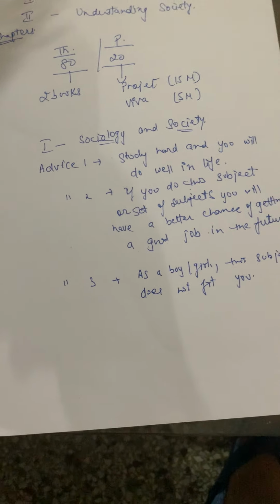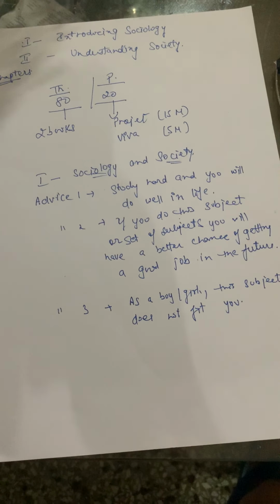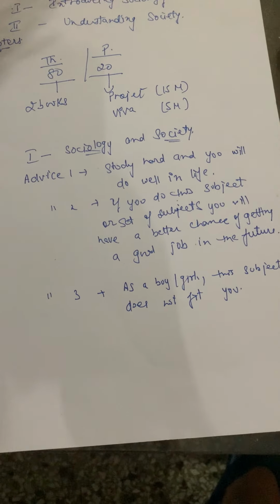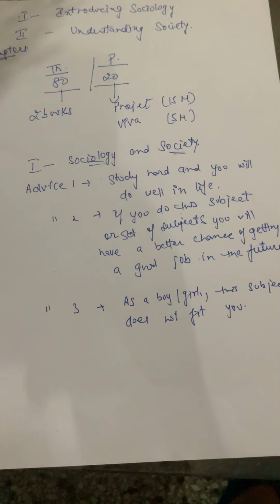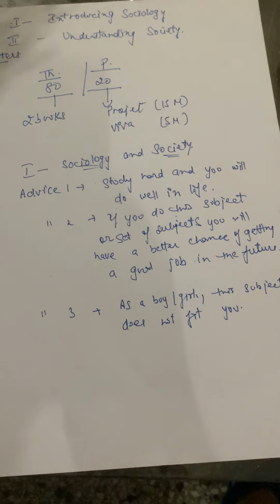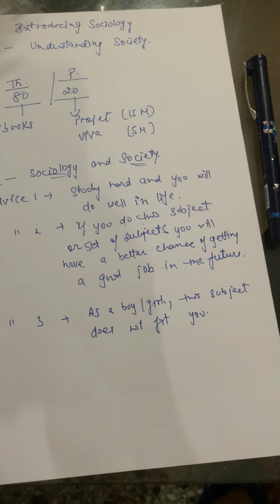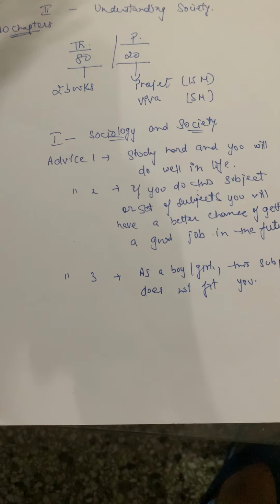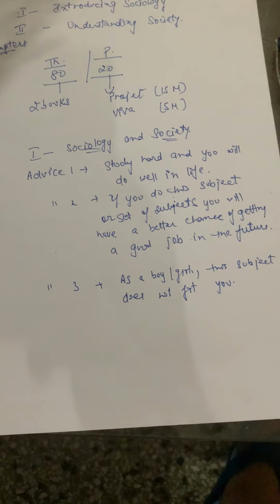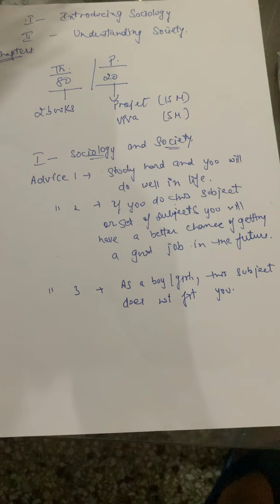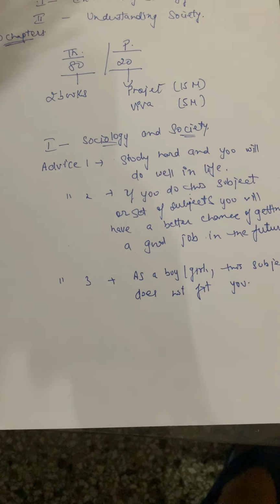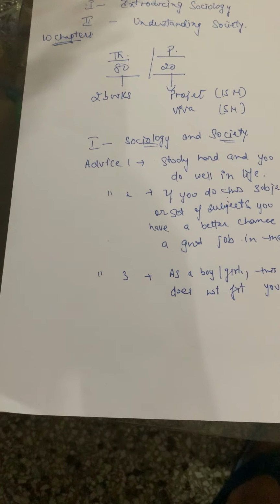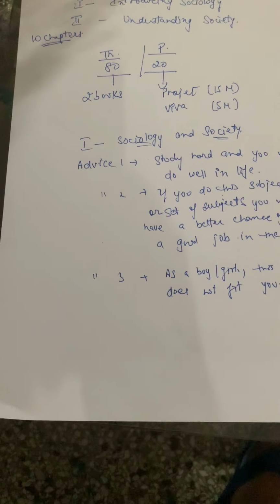Now, in the book on page number 1, chapter 1, Sociology and Society, the introduction starts with the advice that people give. For example, you have just finished 10th and you will be coming to 11th. There would be people around you who would ask, what subjects have you taken, why have you taken them, what is your favorite subject. All these things are nothing but part of people's perception, people's thought.